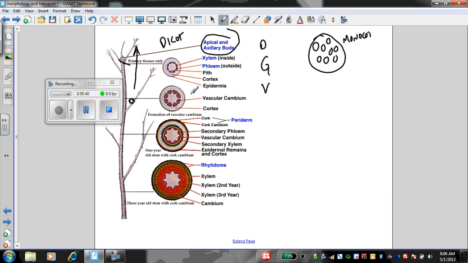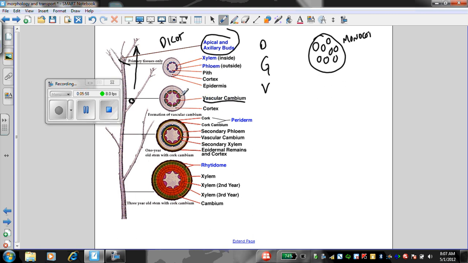And as you can see, we have xylem and phloem. Xylem is going to be the kind that's on the inside. Phloem is going to be the stuff on the outside. And notice that we have not only a meristematic tissue at the tips of the buds, but also a ring of meristematic tissue on the inside. That is called the vascular cambium.